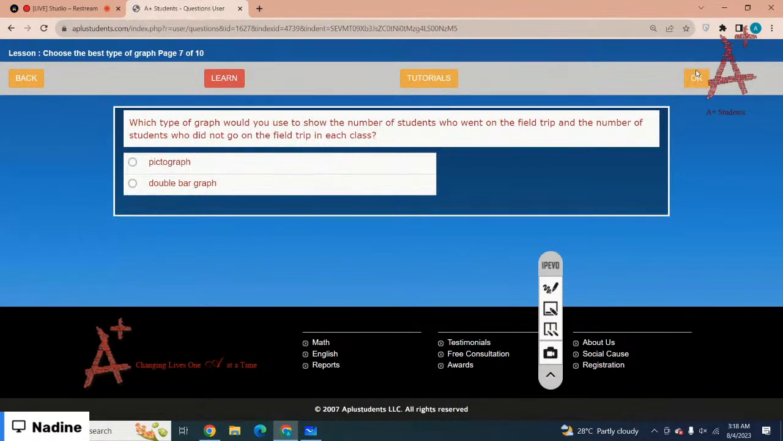Which type of graph would you use to show the number of students who went on the field trip and the number of students who did not go on the field trip in each class? So, which is the correct option? You have to compare two sets of data, right? You can use the double bar graph in this case. The correct option is double bar graph.